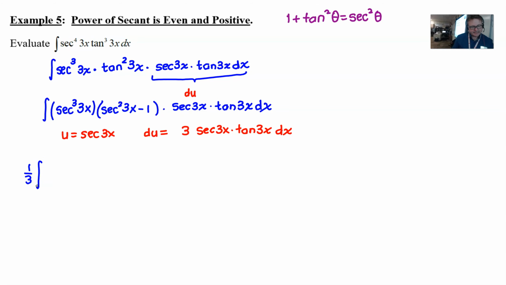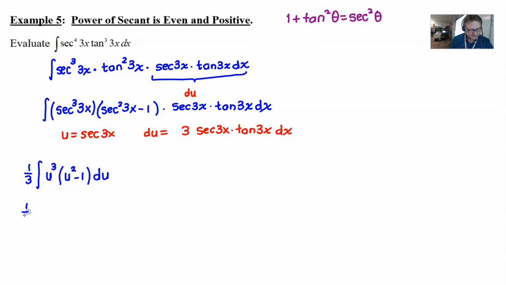And then since we've already said that u is the secant of 3x, by the time we replace each of these secant terms with that u, we have u cubed multiplied by u squared minus 1. And then our du drops straight down. Again, the du has a 3 involved with it, but by multiplying by that 1/3, we've canceled it away.